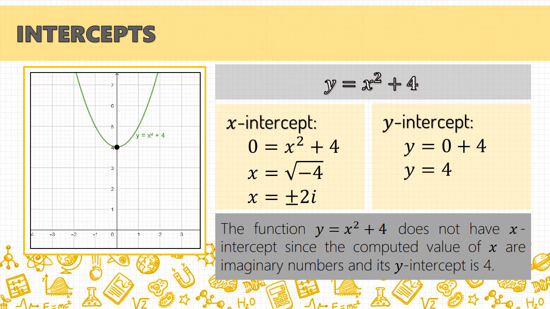The function y is equal to x squared plus 4 does not have an x-intercept since the computed values of x are imaginary, and its y-intercept is 4. It is reflected on the graph that the function does not intersect the x-axis, but it intersects the y-axis at y is equal to 4.